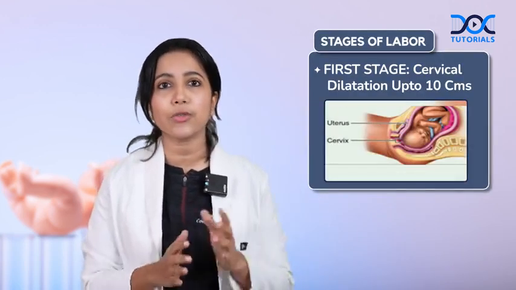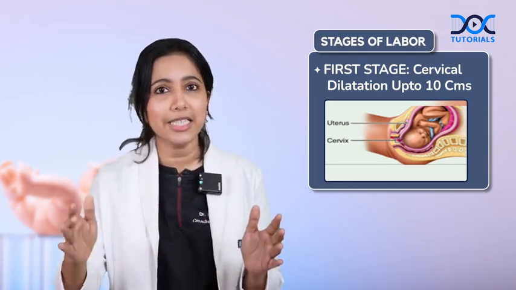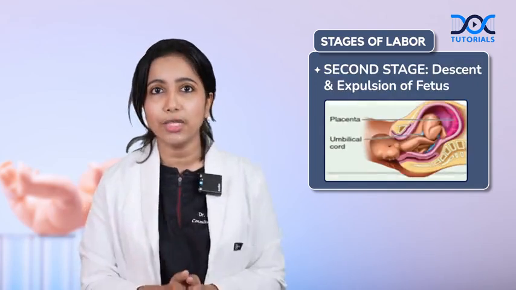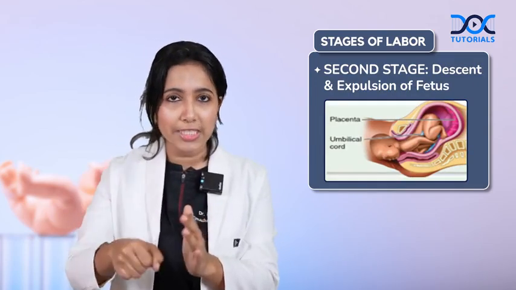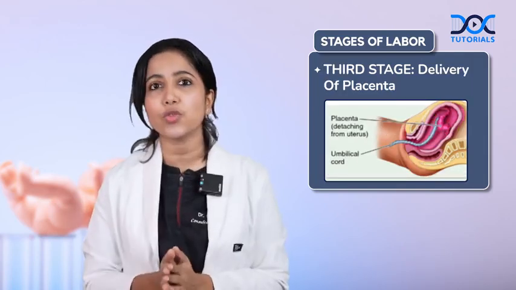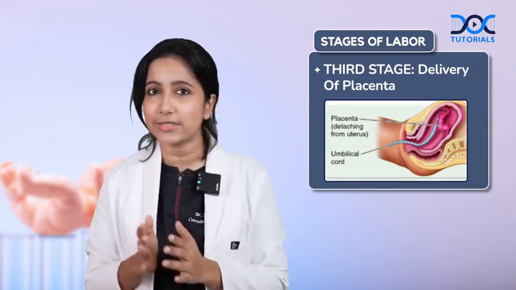In labor, you have the first stage, where the cervical dilatation starts and continues until 10 centimeters. Next, you have the second stage of labor, where there is descent of the fetal head and expulsion of the baby. Next, you have the third stage, where there is expulsion of the placenta.